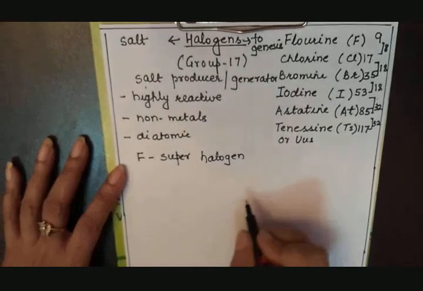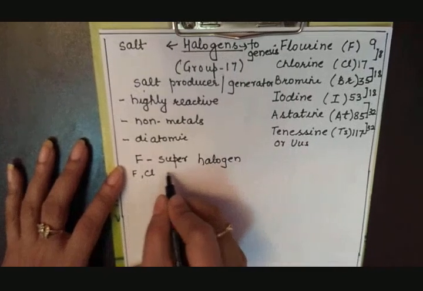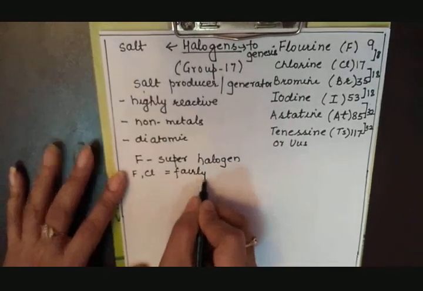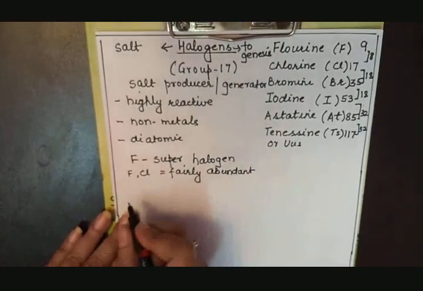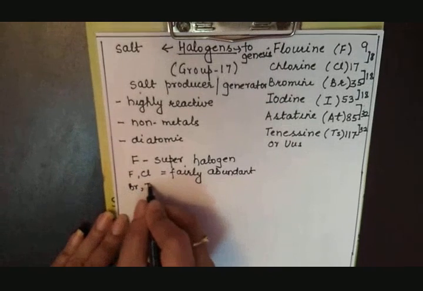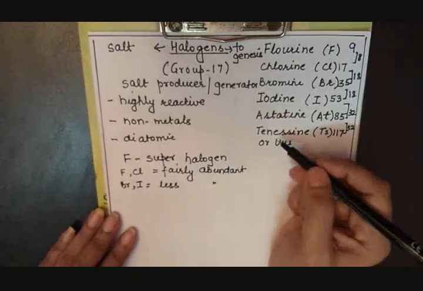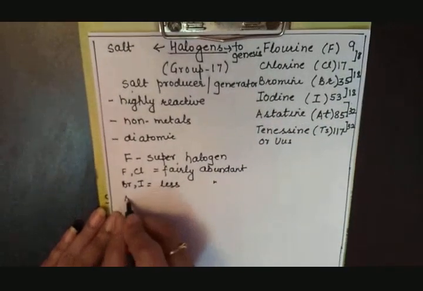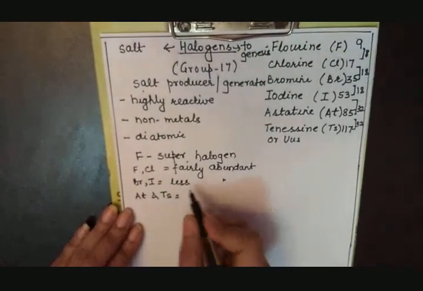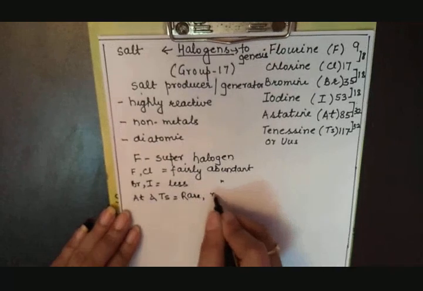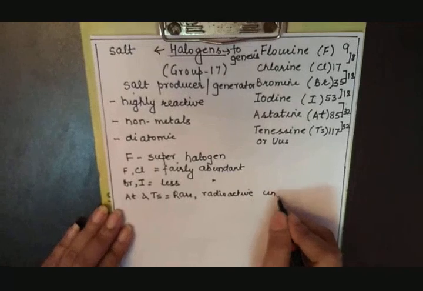Alright. Now if we talk about their occurrence, the first two members, that is fluorine and chlorine, are fairly abundant. Then the next two members are Br and I. They are less abundant. The next two members, astatine and tennessine, are rare. They are radioactive, therefore they are unstable.